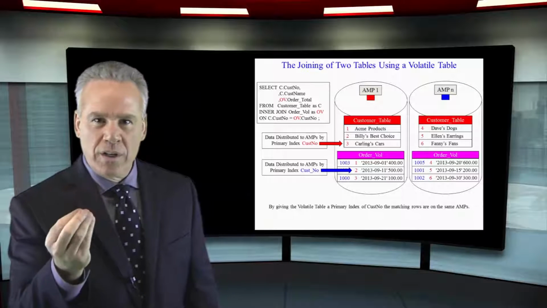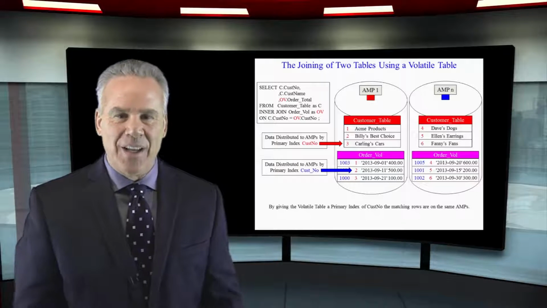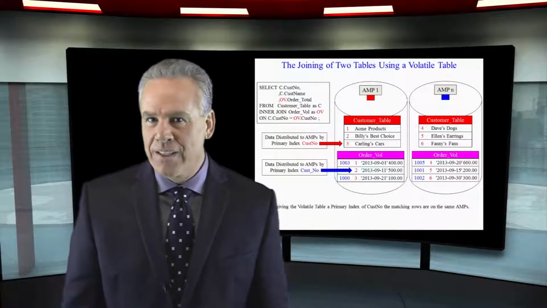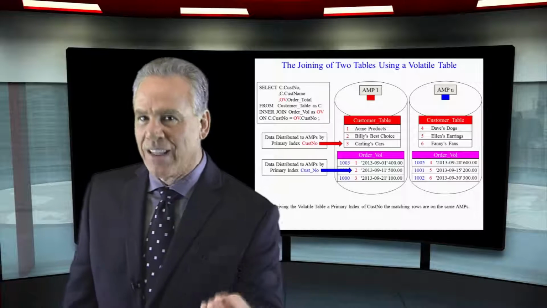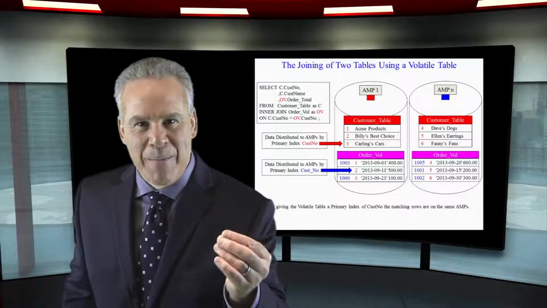And why it's so important is because that's probably one of the most taxing things on the system. So when you're creating a volatile table and you know you're going to be joining that volatile table to the customer table, for example, on cusno equals cusno, that's why it's so vital that you give that volatile table the primary index of customer number.